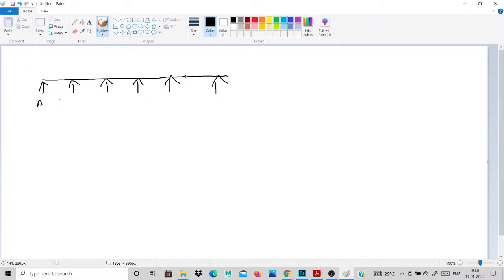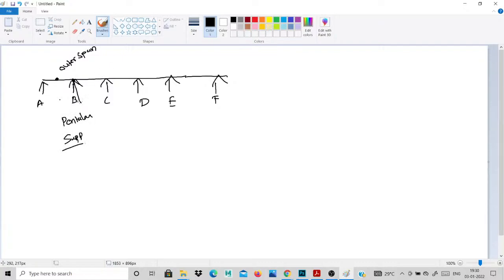I mentioned A, B, C, D, E, F are the supports. The spans are 1, 2, 3, 4, 5. The first span, AB, is the end span, the outer span. Identify this: AB is the outer span. The next one, the B support, is the second support. The B support is a penultimate support.